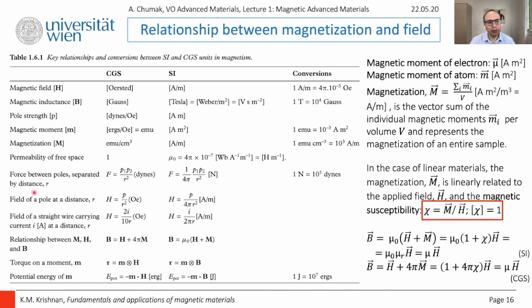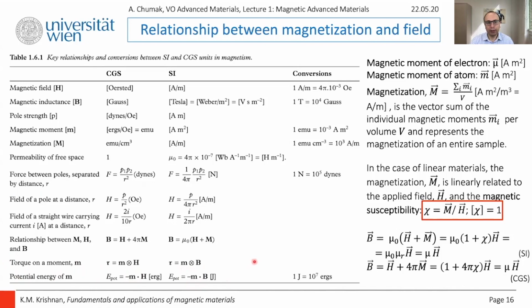Then it's also important that in this table, why I like it, we have important issues like torque, which is created when you put magnetic moment M within a magnetic field. In CGS, it's written as the cross product of M with field H, but for SI it's M cross product with inductance B. And potential energy is the same. First of all, do not forget about this minus M·H, scalar product, minus M·B for SI units.